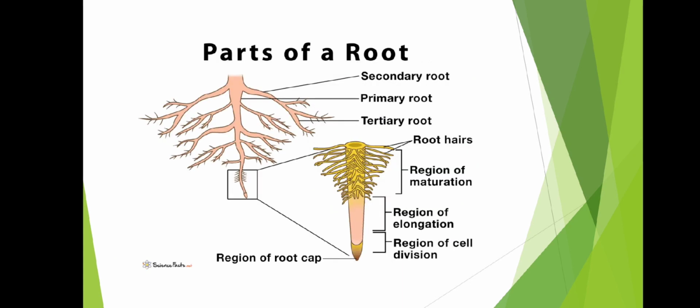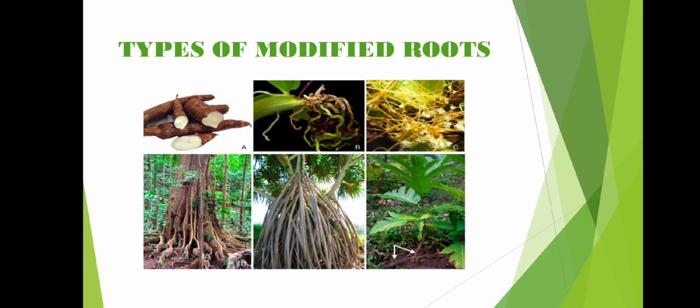We have parts of a root. We have secondary root, primary root, tertiary root, roots here, region of maturation, region of elongation, region of cell division, and region of root cap. So we have types of modified roots.